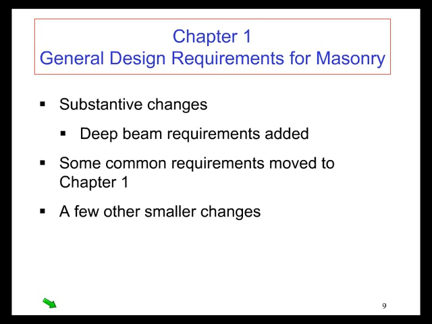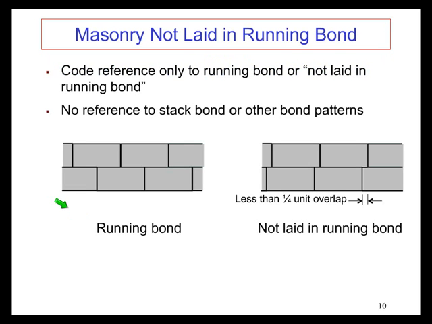Okay, Chapter 1. Chapter 1 of the TMS 402 code, the MSJC code, is general requirements, general design requirements. As I mentioned, the biggest substantive change was that deep beam requirements were added. We also moved some common requirements to Chapter 1. We'll look at those, and there were a few other small changes that we'll refer to.